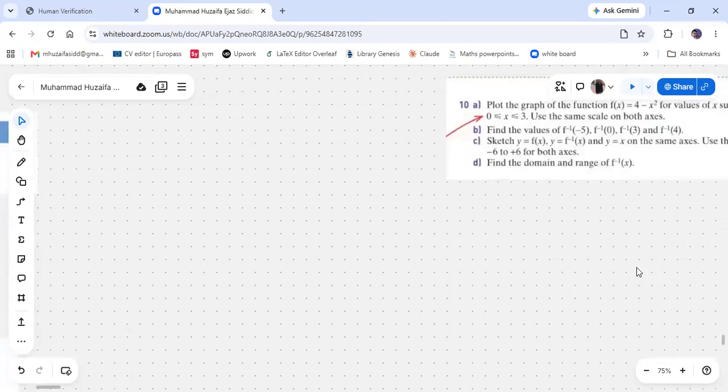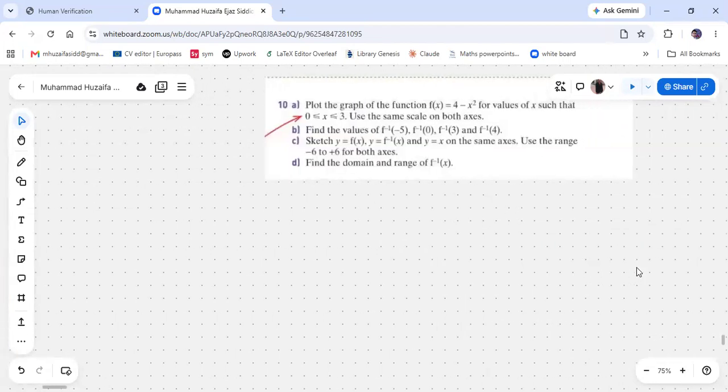So basically, today we discuss this one problem, and after this, we are moving to the composition of the functions. Before that, I'll give you this one to do, and I will give you time, okay? So look at here. Our function is f of x is equal to 4 minus x square, and plot the graph of that function for the values of x.